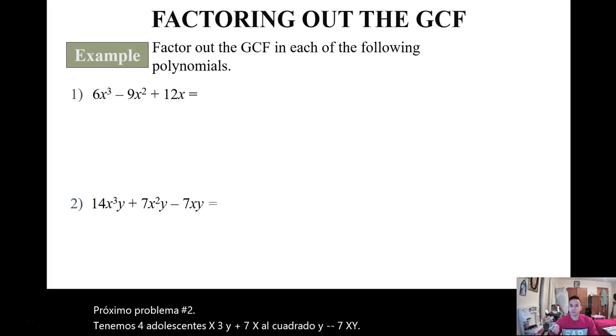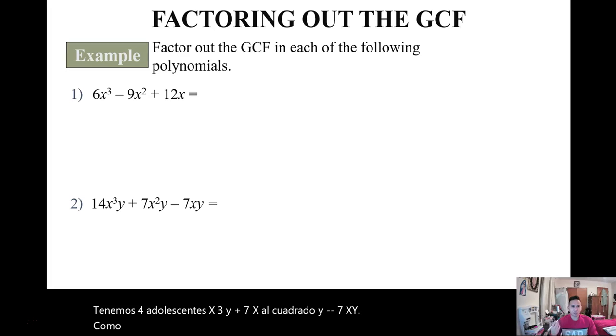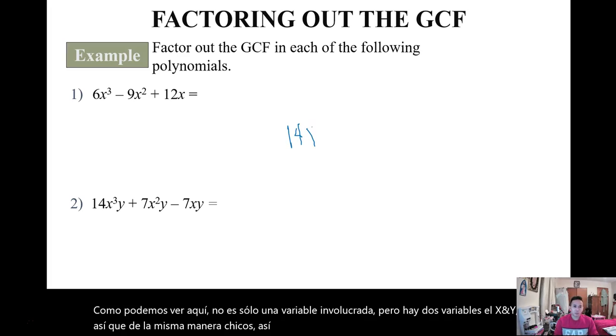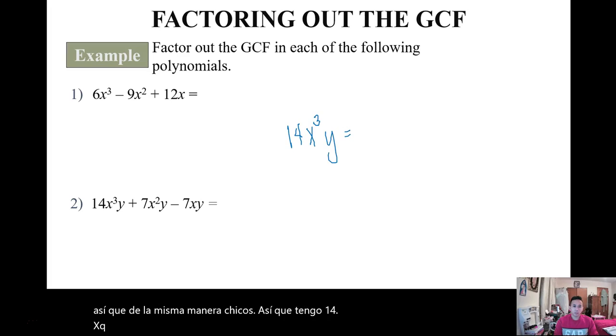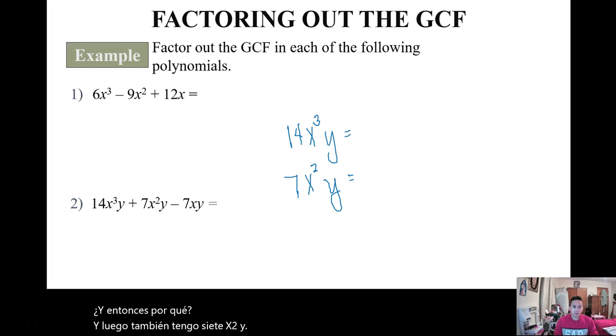As we can see here, it's not just only one variable involved, but there are 2 variables, the x and the y. So the same way, guys. So I have 14x cubed and then y. And then I also have 7x squared y. And then we have negative 7xy.